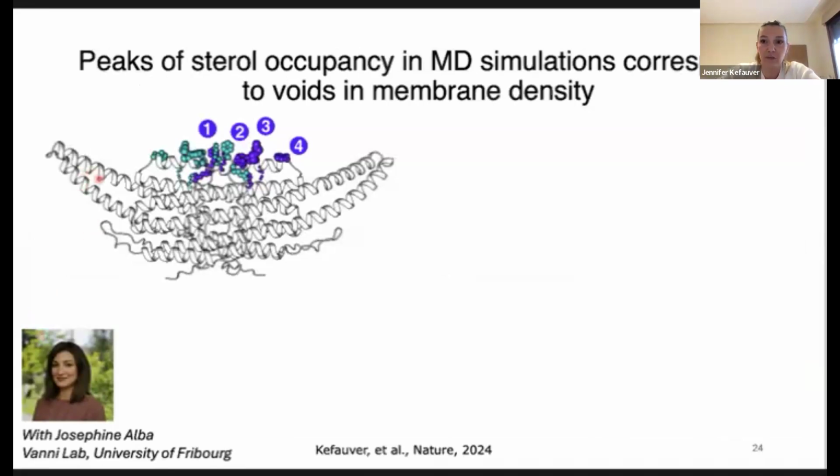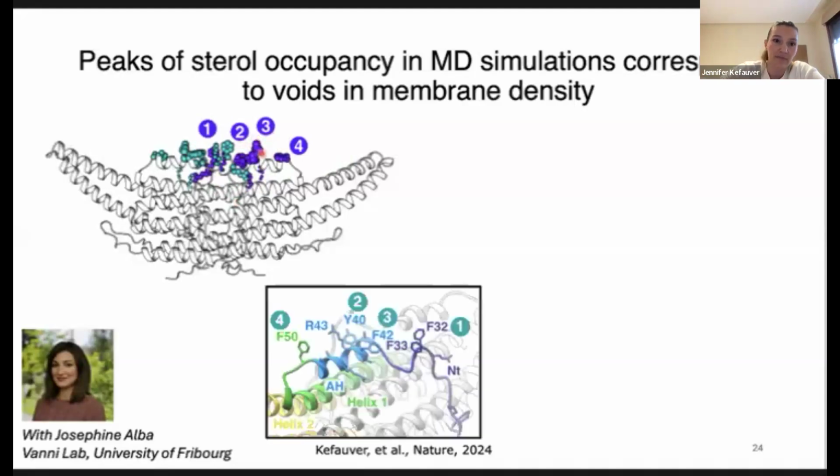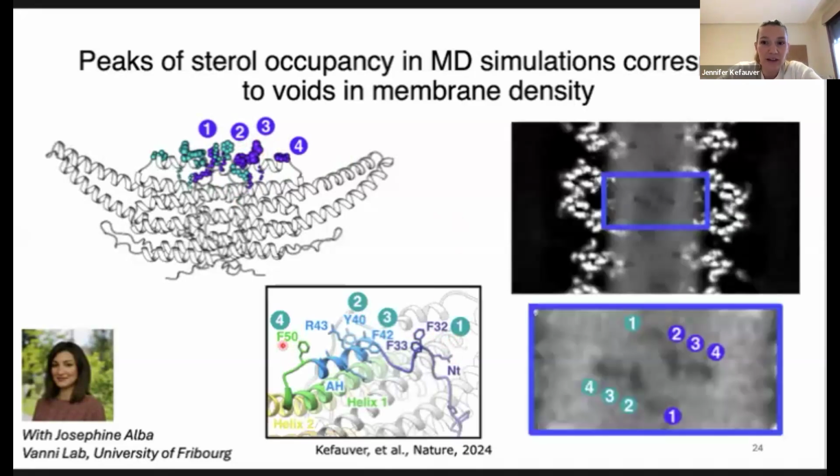This is a model of Pil1 in which the residues of the Pil1 dimer with the highest occupancy of the sterol head groups are highlighted. What became clear to us is that the highest sterol occupancy was centered around aromatic residues. And that's F32 here, Y40, F42, and F50. And incredibly, corresponding to the locations of those 4 residues in 3D space, we see these 4 voids. So we're able to see these signatures of sterol in the membrane, and they're coordinated by aromatic residues on the amphipathic helix.